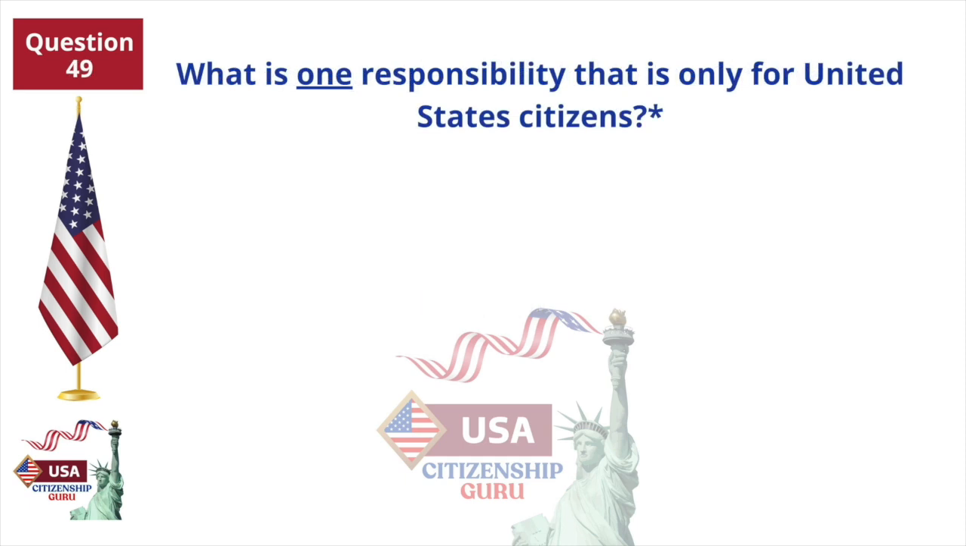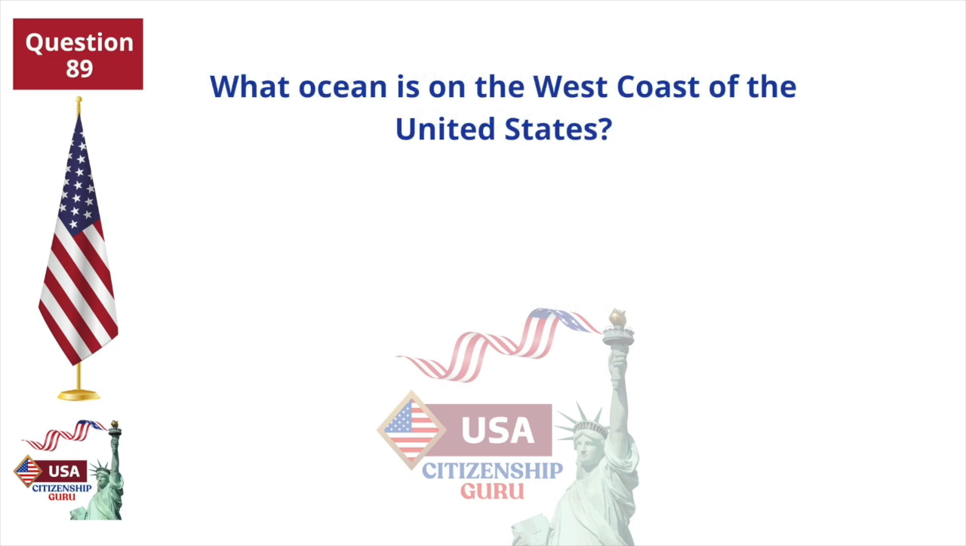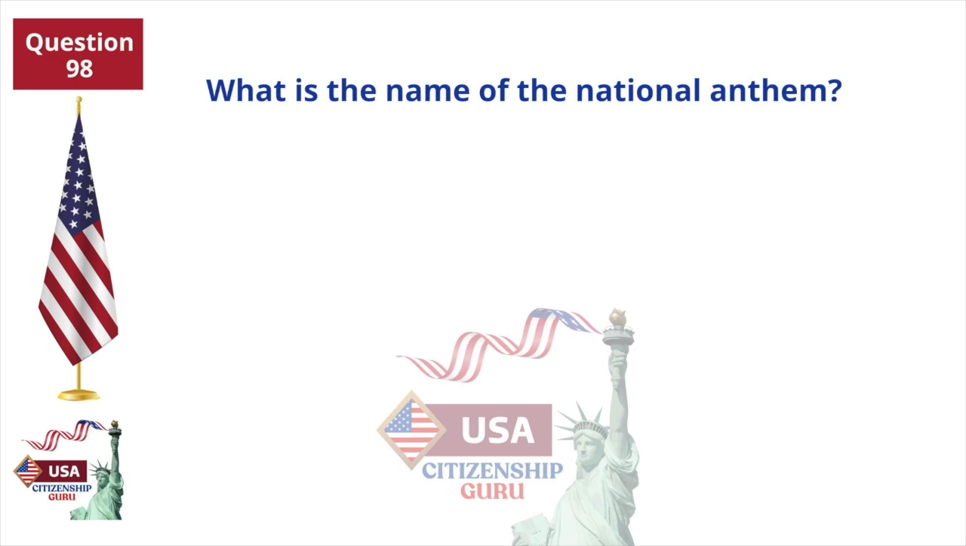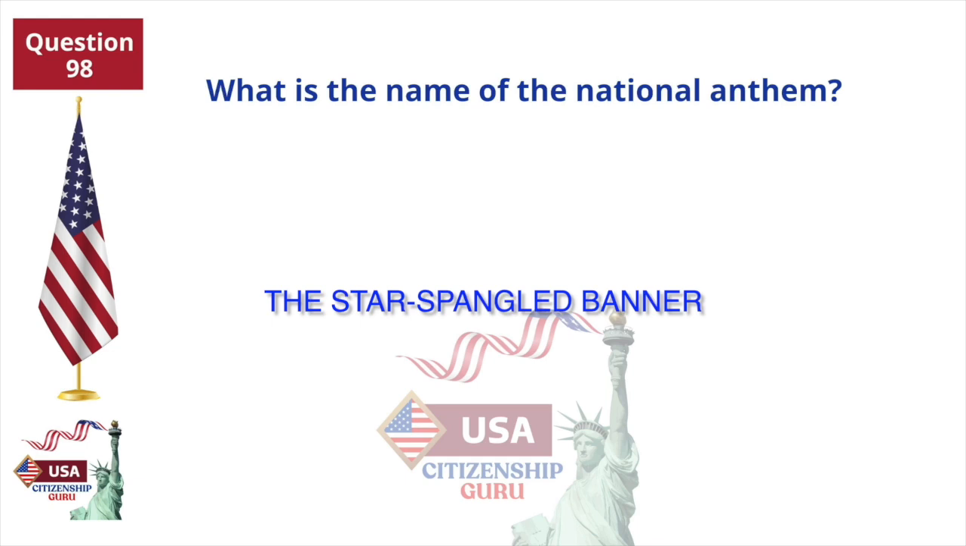What is one responsibility that is only for United States citizens? Serve on a jury. What ocean is on the west coast of the United States? Pacific Ocean. What is the name of the national anthem? The Star-Spangled Banner.